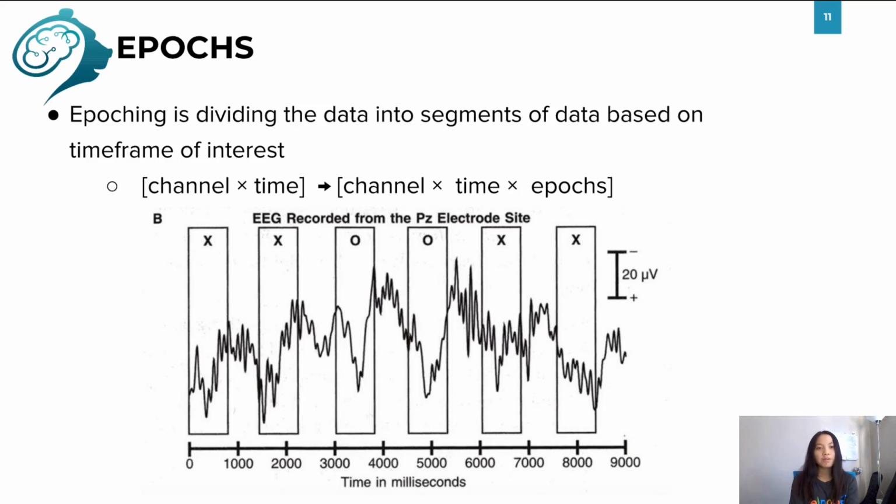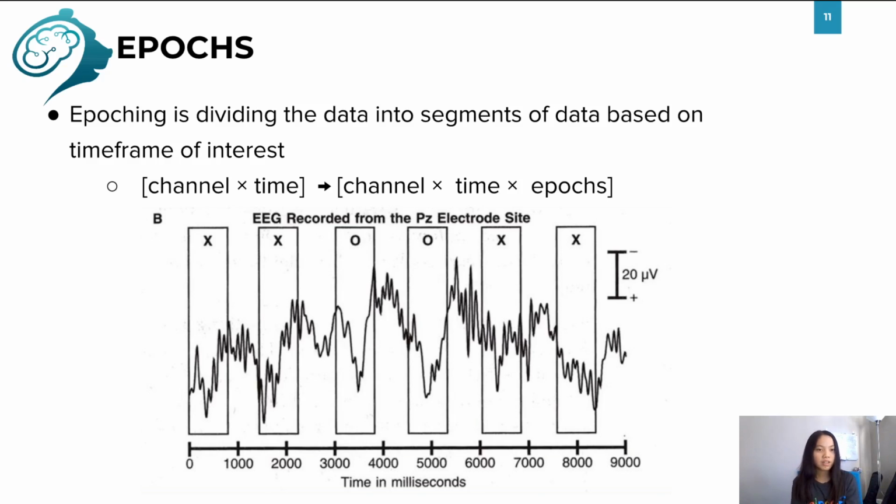Right. Another step of pre-processing is epoching. So EEG epoching is a procedure in which specific time windows are extracted from the continuous EEG signal. These time windows are called epochs, which are usually time-locked with respect to an event such as a visual stimulus. So if your EEG data are in a matrix where the rows represent channels and the columns represent time, so each row is a channel, after the epoching, you include the epochs, which is the number of segments you extracted from the continuous EEG signal.